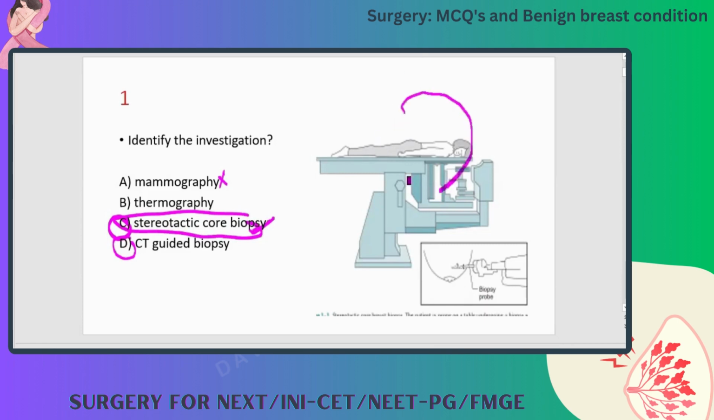It may be CT. There will be a console here, and the patient will be sent inside that ring. You have seen anyone undergoing CT, right? There will be a ring-like thing, and the patient will be sent into that. There will be a coil outside. So this is actually a stereotactic core biopsy.